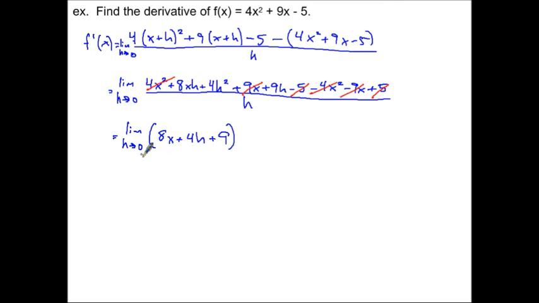Since now I have no denominator that's going to cause me to have an undefined expression, I can plug in my 0, and there's only one h left. So the limit of this, which again is the derivative, is simply the 8x and then plus 9. So there's the derivative of a polynomial function. Let's do one more just for a little bit more practice.